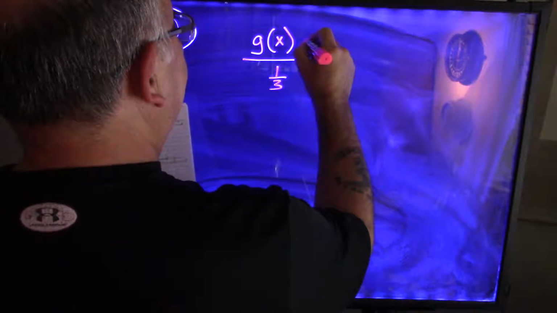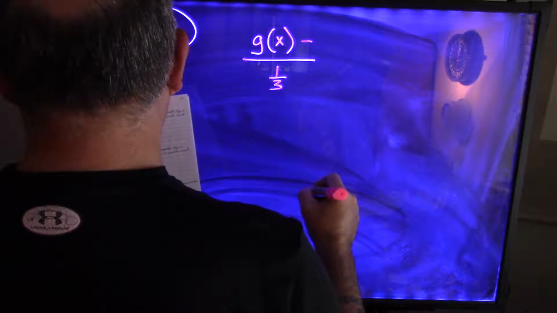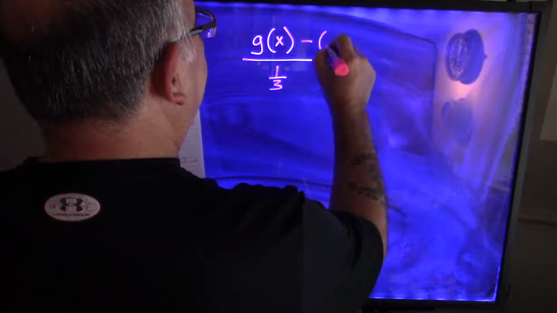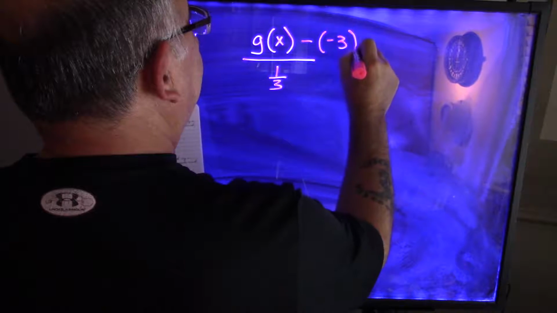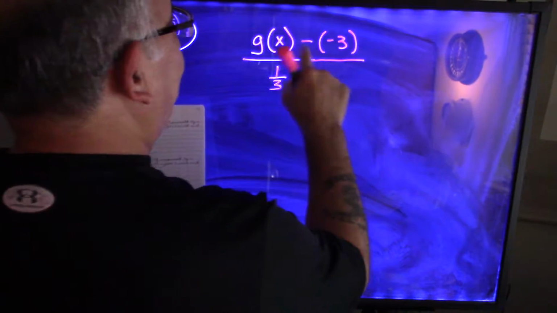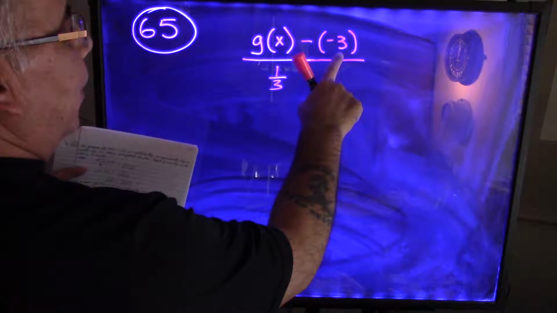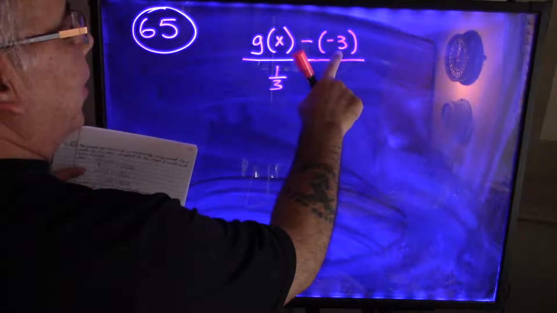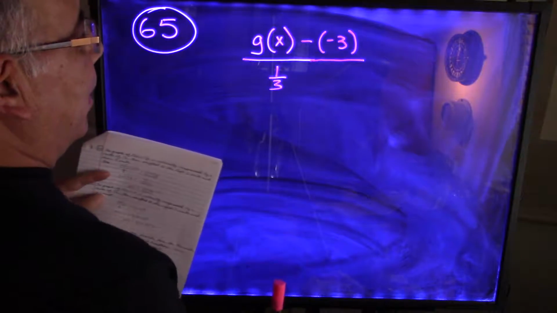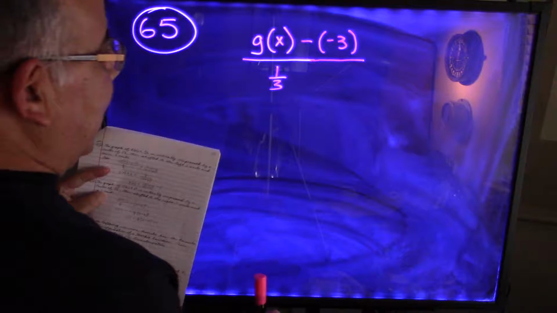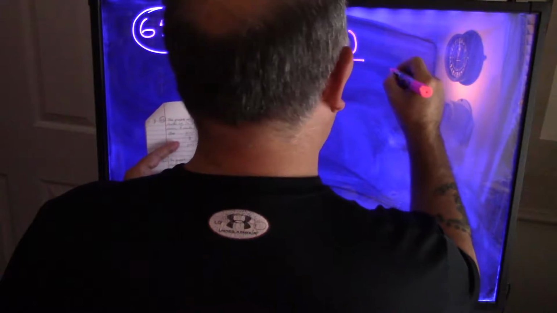Y minus, and then your shift. Down would be -3. So remember the format. It's always y minus, and then whatever that number is. If it's negative, it's down. If it's positive, it's up. Same thing applies to the x when we get to that point.